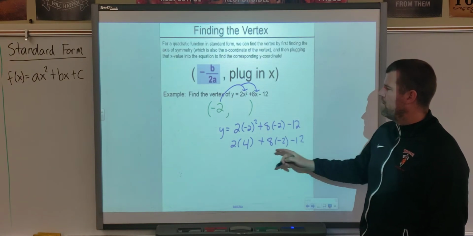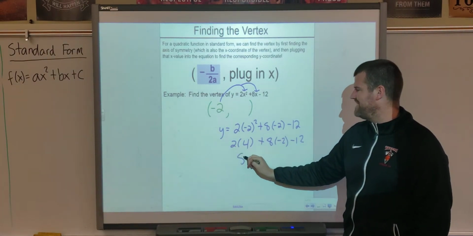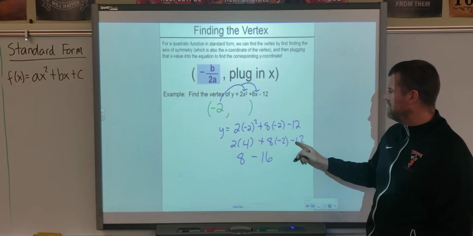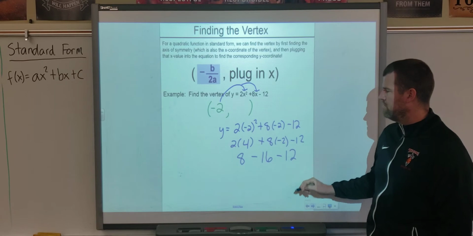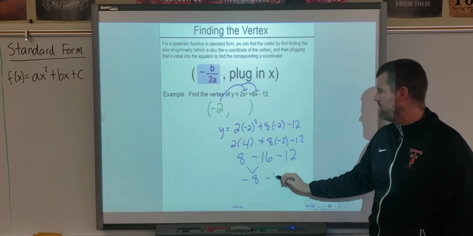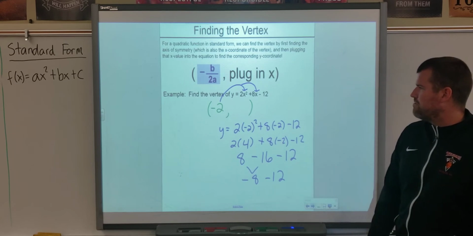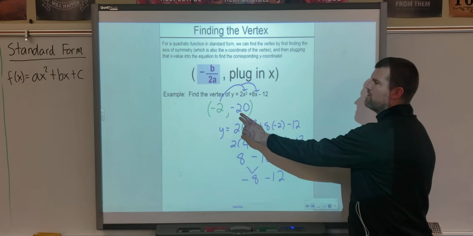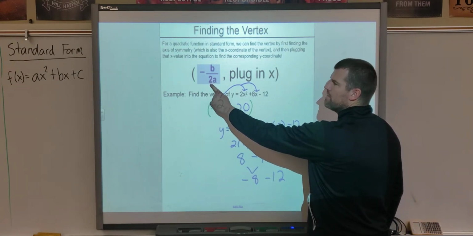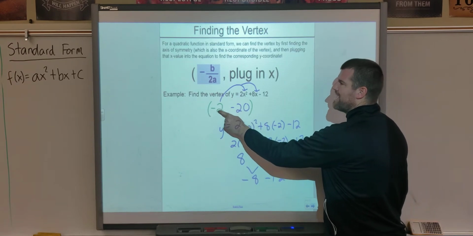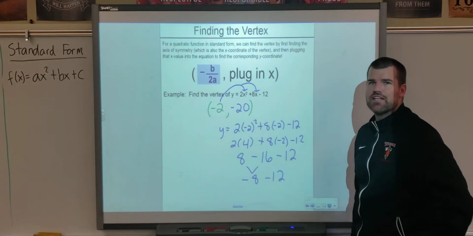Simplify this out. So 2 times 4 is 8. 8 times negative 2 is negative 16, and then minus 12. 8 minus 16 is negative 8. And negative 8 minus 12 is negative 20. So again, we found our x-coordinate by using the axis of symmetry formula, and then we found the y-coordinate by plugging x into both parts of the equation.